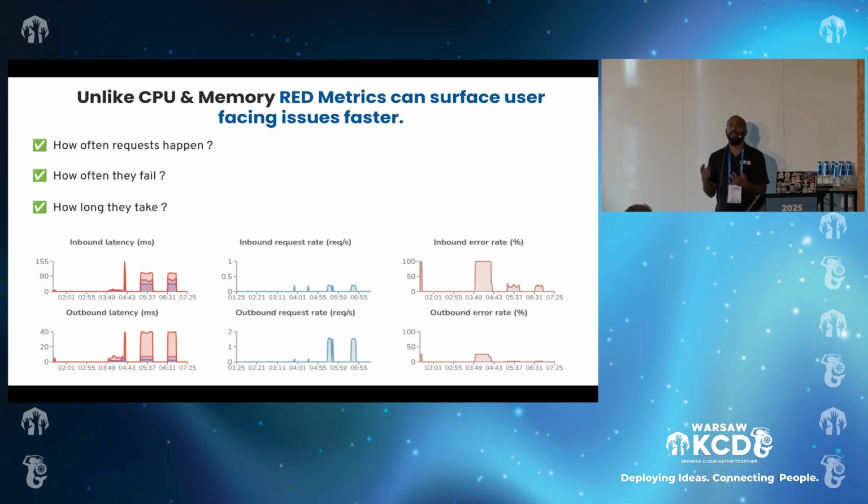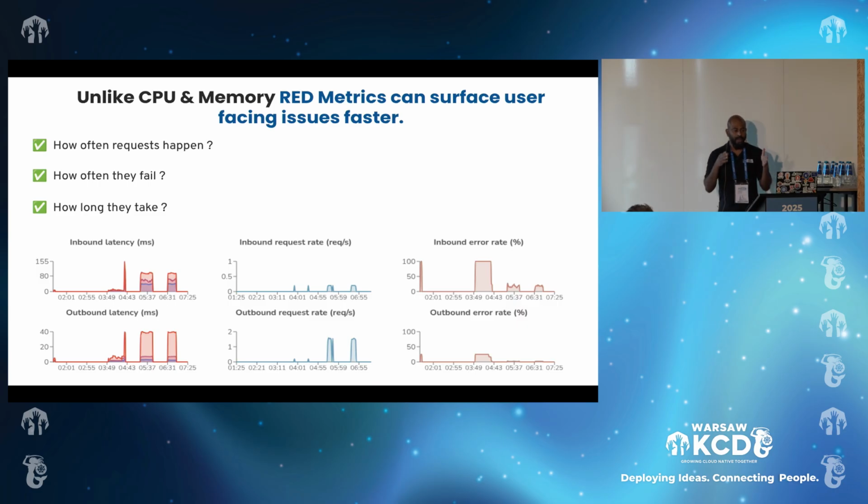The CPU and memory doesn't directly correlate to that. Maybe your CPU is fine, your memory is fine, but your customer is having all kinds of errors or experiencing high latency. That doesn't necessarily translate into resource pressure, right? So generally, CPU and memory, you have to measure that, but by looking at RED metrics, you're able to get a better gauge of what your customers are experiencing.